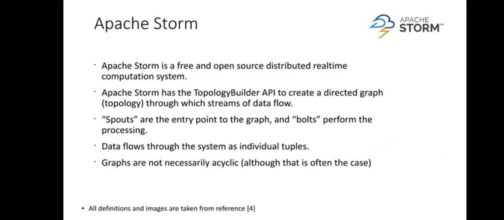Apache Storm. Apache Storm is a free and open source distributed real-time computation system. Apache Storm has the topology builder API to create a directed graph topology through which streams of data flow. Spouts are the entry point to the graph and bolts perform the processing. Data flows through the system as individual tuples. Graphs are not necessarily acyclic, although that is often the case.